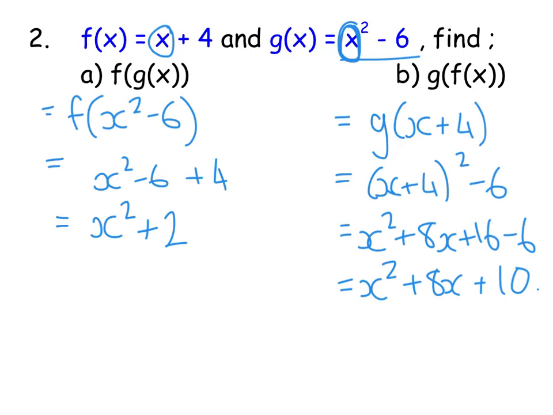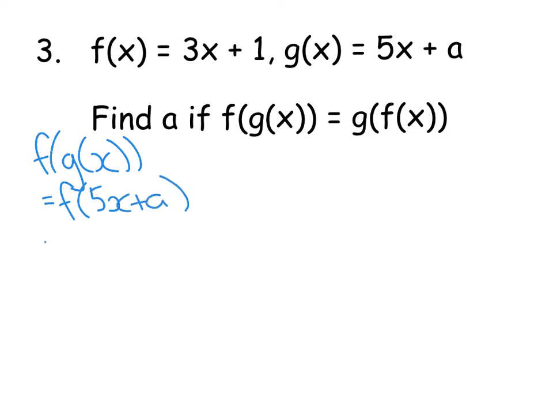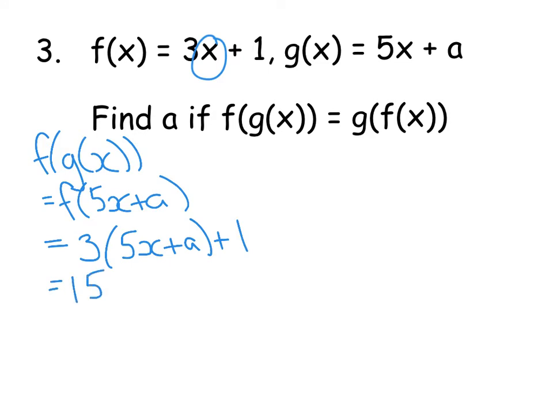And generally people are quite good at these. Then they put a different spin on it and they tell you what f of g of x is and you have to work out what a is. In this case it tells us that f of g of x and g of f of x are equal. So we can then work out what a is. We're going to have to work out the two things. So f of g of x, just like we did in the last example, is f of 5x plus a. So I put that in here where I see the x. So I've got 3 bracket 5x plus a plus 1. I'm just going to expand that out and that gives me 15x plus 3a plus 1.